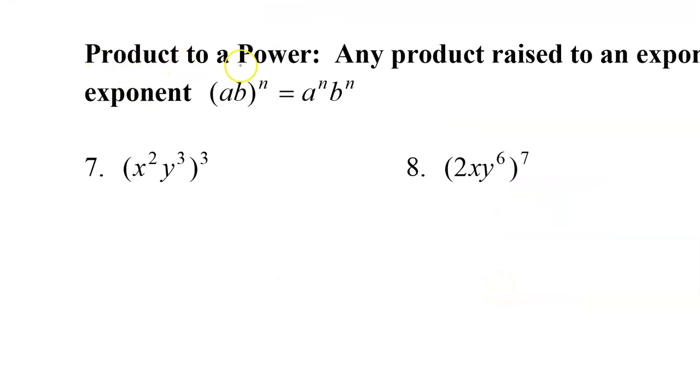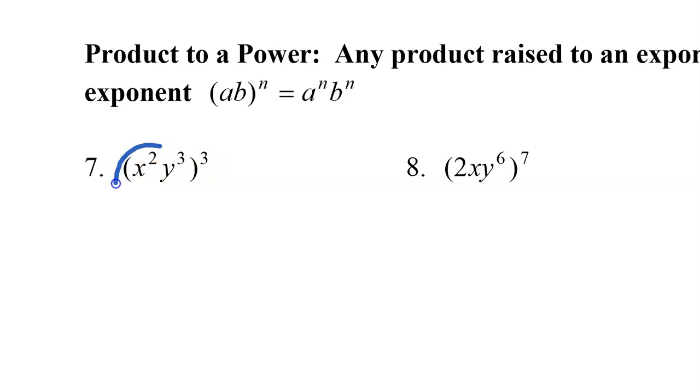Next we have the product to a power rule. When you raise a product to a power, you raise each factor to that power. So if we have x squared, y cubed, all raised to the 3rd power, we have to do x squared to the 3rd power, and then y cubed to the 3rd power.